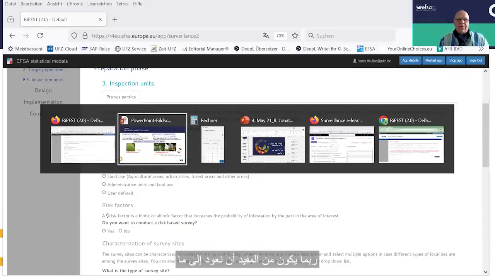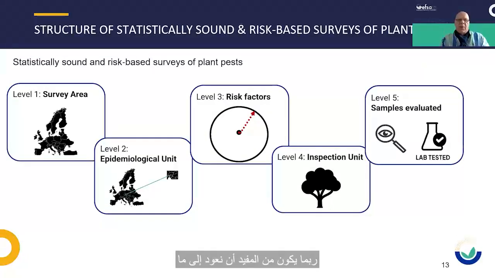And the next is that we have to think what is an adequate epidemiological unit for our survey. Maybe it's useful that we go back to what components our survey has, because we have mentioned already such a lot. So I think an overview would help us. So we have the survey area, we have the epidemiological unit to talk through, we have the risk factors, which we already touched a little bit and will come back to. We already discussed the inspection unit, and we had the samples evaluated.